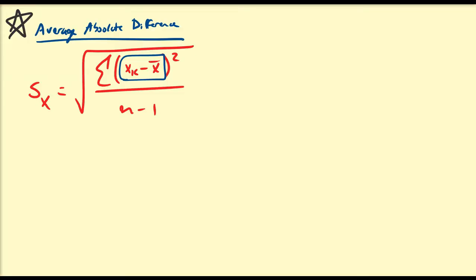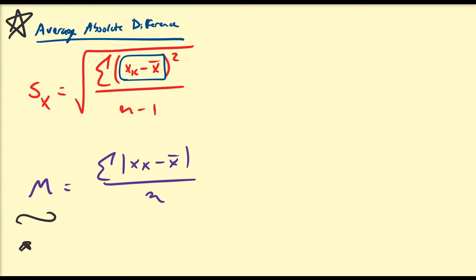Alright, so let us introduce this new measure of variation that we're going to be working with, and I'm going to be denoting this as capital M, short for mean absolute difference. So this is going to be equal to the sum of the absolute value of x_k minus x bar, all divided by the sample size n. As I had already mentioned, you may want to replace x bar with the median.